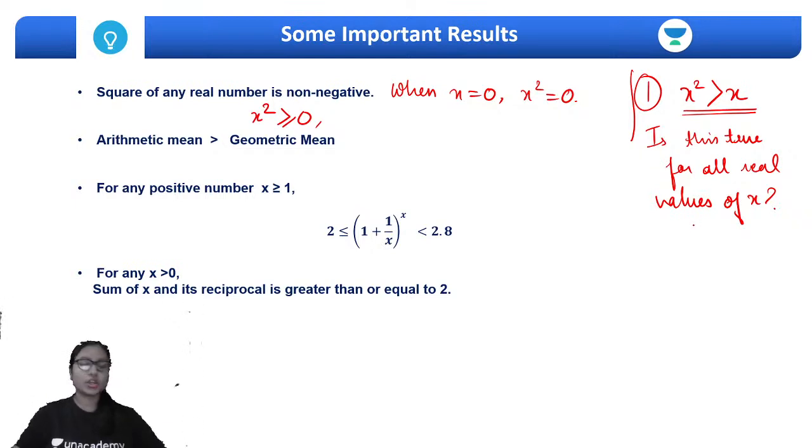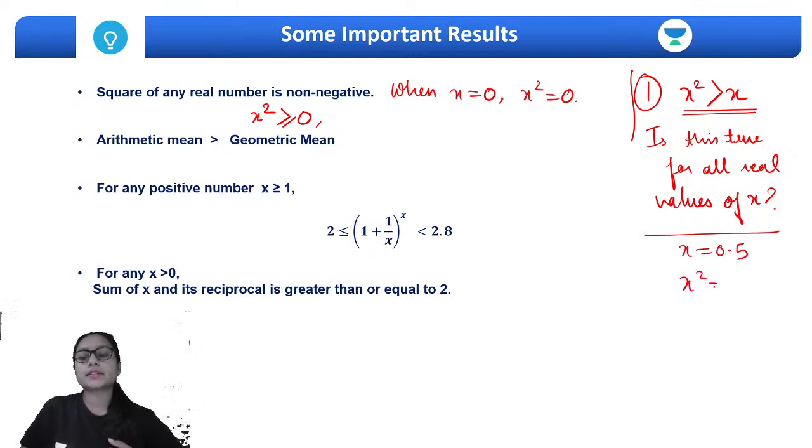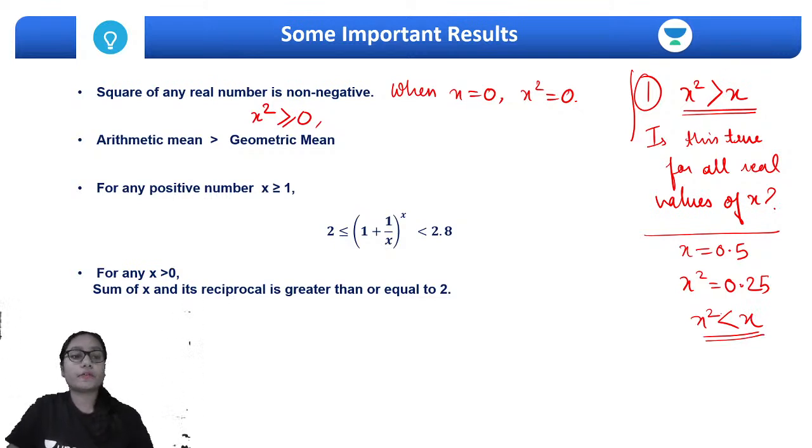Yes, your answer is correct. This inequality is not true for all the real values of x. Suppose I take x as 0.5, then the value of x square is 0.25. So here x square is less than x. Now can you tell me for which values of x is this inequality true? For which values of x is x square greater than x?